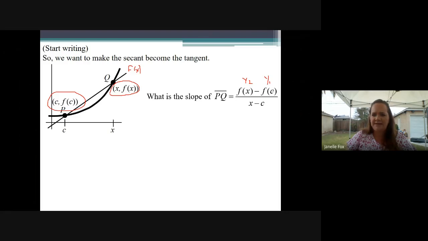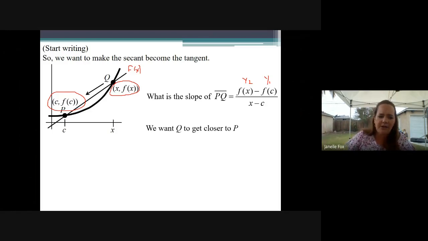So f of x minus f of c all over x minus c, which is like x sub 2 minus x sub 1. Okay. Well, what we want is we want this Q value to get closer to P. We just saw that happen on the Desmos graph. Remember how pretty that was? I know, it was nice, right? And so what's going to happen is we're going to make that Q get closer to P.